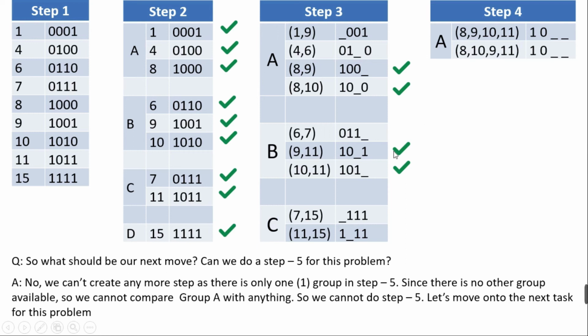is that? Why can't we just create a step 5? That's because, as you see, in step 4 there is only one group visible over here. Only one group. So if there is only one group, then how can we compare that group with another? Remember, we compared group-wise. So we compared A with B, B with C, C with D and so on. At step 4 there is only one group. Since there is only one group, we definitely cannot compare it with itself. So that's why we cannot compare further, and that's why there will be no step 5 for this problem.